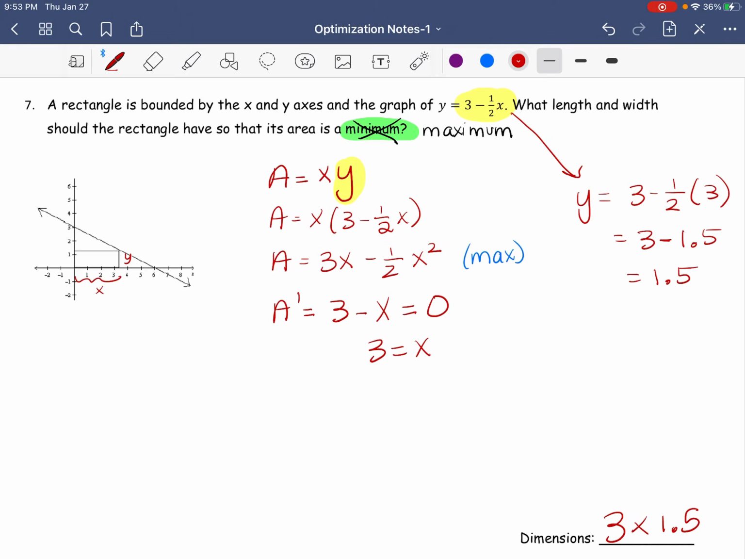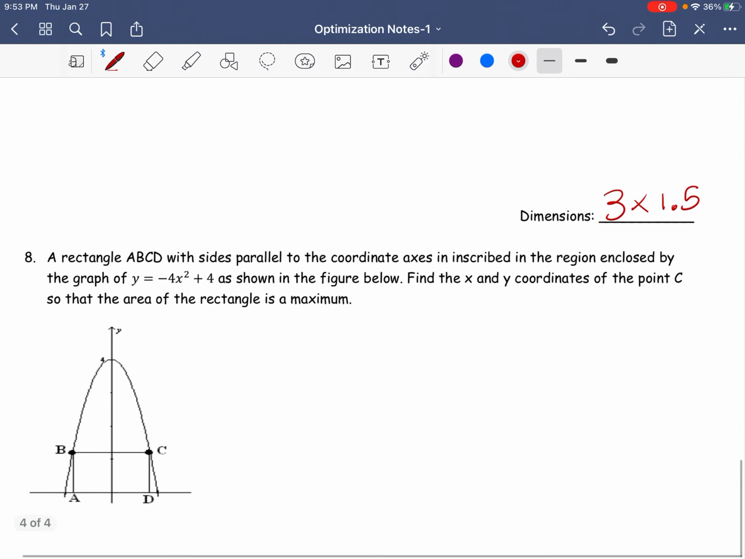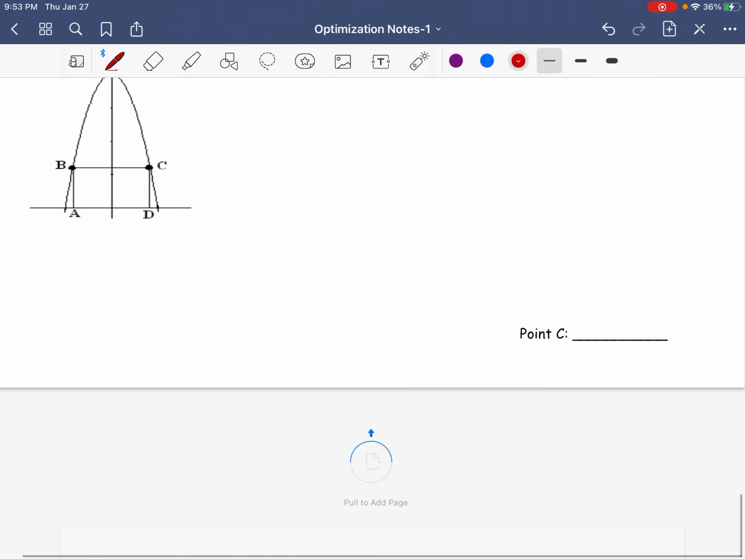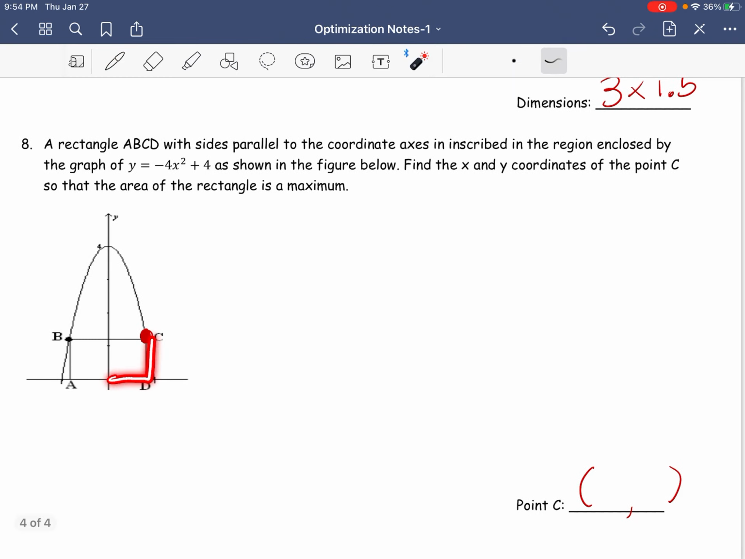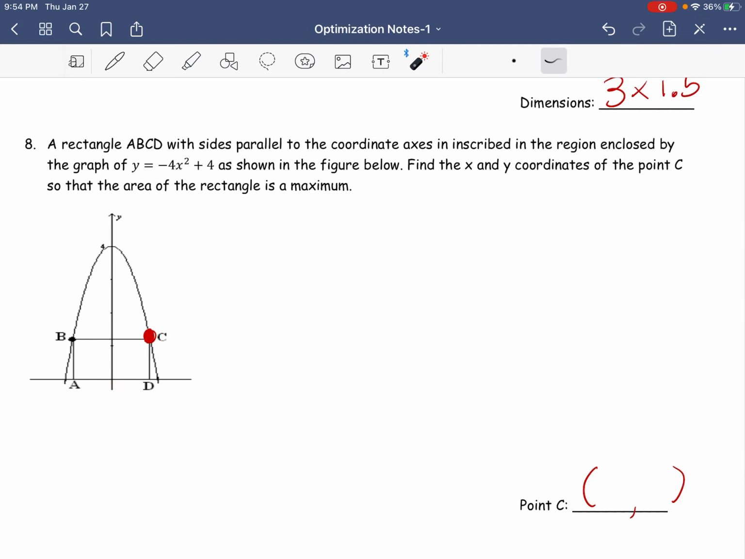Okay, we're almost done. Let's go to number 8. This is our last one. Number 8 says a rectangle ABCD with sides parallel to the coordinate axes is inscribed in the region enclosed by the graph of y equals -4x squared plus 4, as shown in the figure below. Find the x and y coordinates of the point C. So we're looking for this point right here. When I write my ordered pair, it should be a positive x value and a positive y value, so that the area of the rectangle is a maximum.